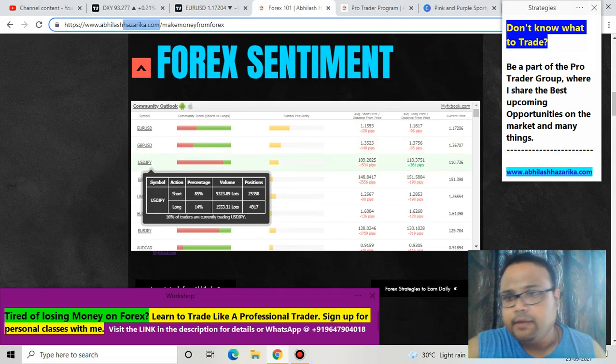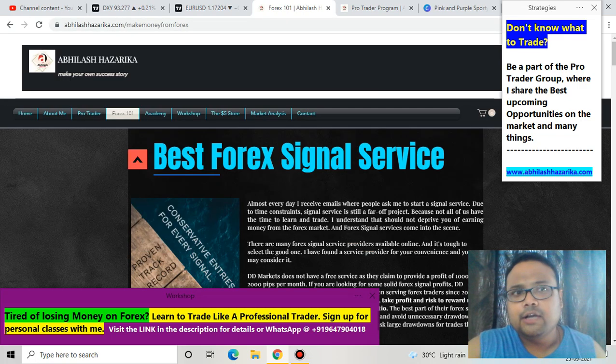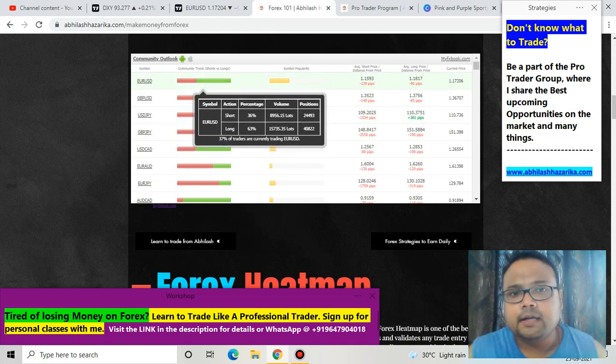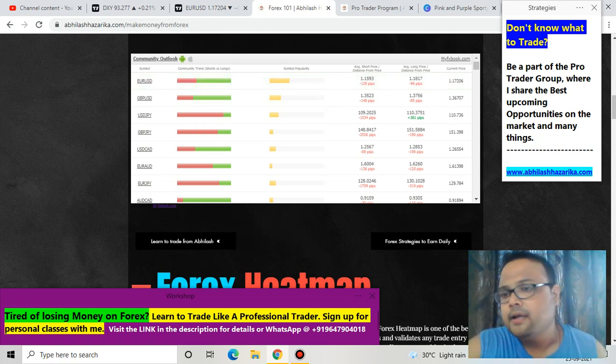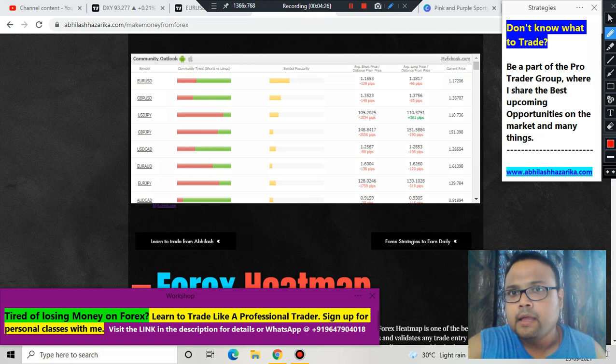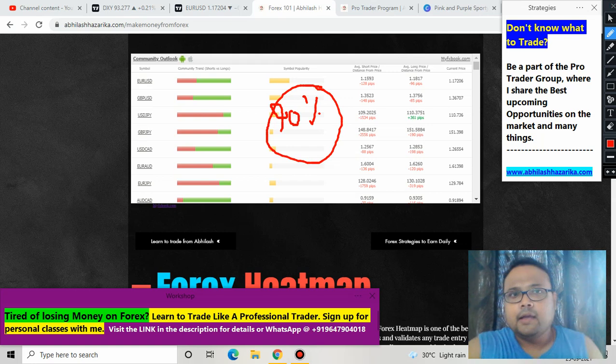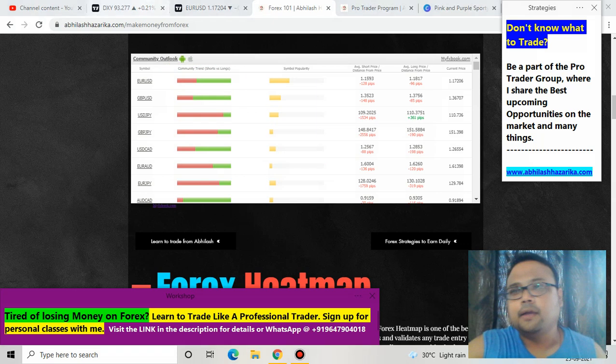If you look at the forex sentiment meter here, you'll find it on my website avilashhazarika.com under the Forex 101 section. In the forex sentiment meter, you can see that 36% of retail traders have taken a short position and 63% of retail traders have taken a long position. So 63% of retail traders are thinking that the market will be going up. And as we all know, more than 90% of retail traders lose money in the market, because they fail to follow the trend of the market, they fail to follow the psychology of the market. And honestly, I prefer to take trades against the sentiment of the market.